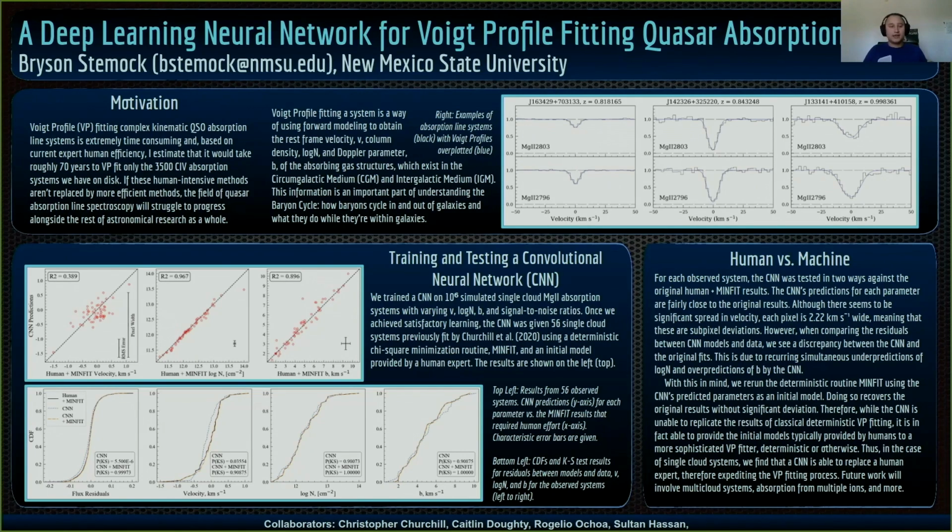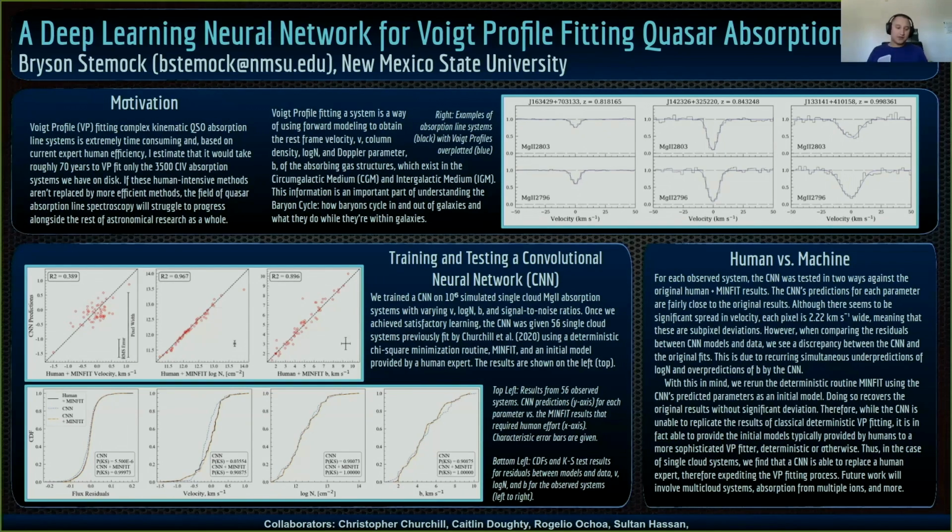In 1 week, an expert might be able to fully analyze one or maybe two of these systems. And we have 3,500 carbon-4 systems on disk, which I estimate would take about 70 years to analyze. Since I would like to graduate sometime before then, I am trying to train the machine to do it for me. So we trained a convolutional neural network on about 1 million single cloud magnesium-2 doublets.